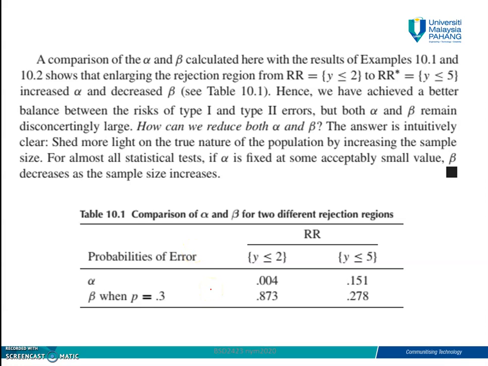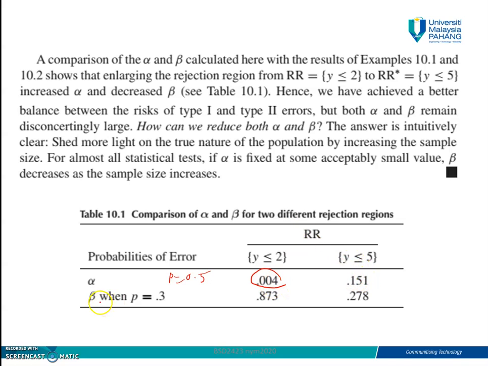If you look at table 10.1, you can see that we have two rejection regions, y less than or equal to 2 and y less than or equal to 5. Your alpha will give you 0.04, and here 0.151, when your p is 0.5. So what is alpha? Type 1 error: reject H null when H null is true. When we have the rejection region y less than or equal to 2, the probability of getting a type 1 error is very small compared to this one.